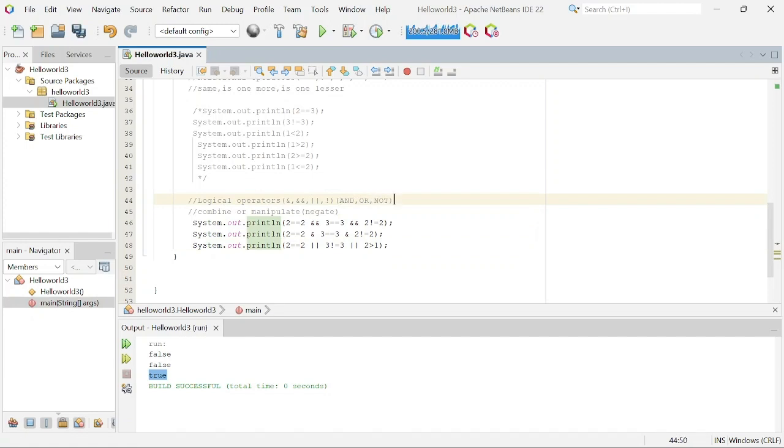So let's see the not. So this is not, by the way. I like to call it negate. If you get false, it will change it to true. If you get true, it will basically change it to false.